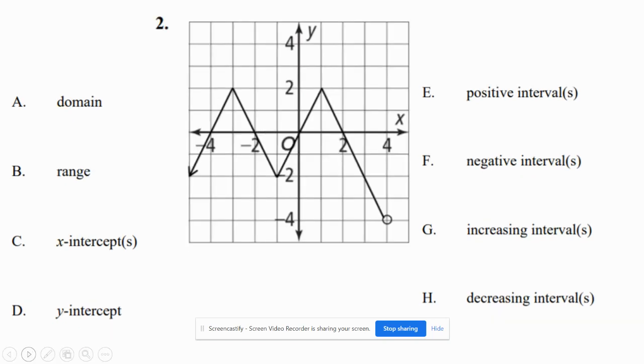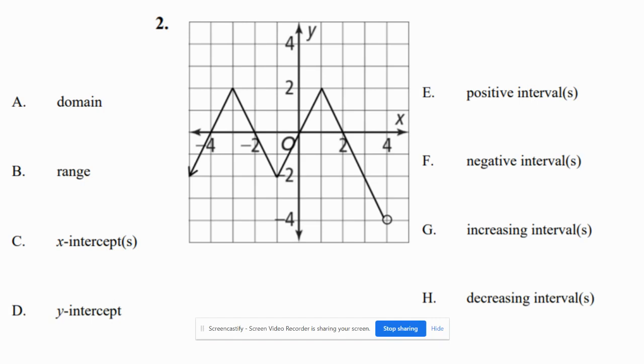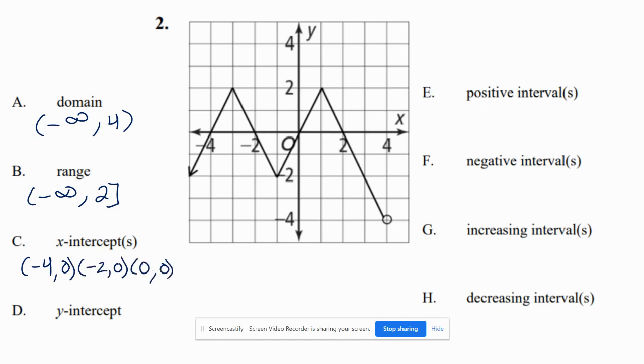Okay. For the next one, I'm not going to explain so much. I'm sort of going to give you the answer so you can check your work. Okay, so our domain for this one is going to be -infinity to +4, both in parentheses. The range will be from -infinity to +2 in brackets. For x-intercepts, we have (-4, 0), (-2, 0), (0, 0), and (2, 0).